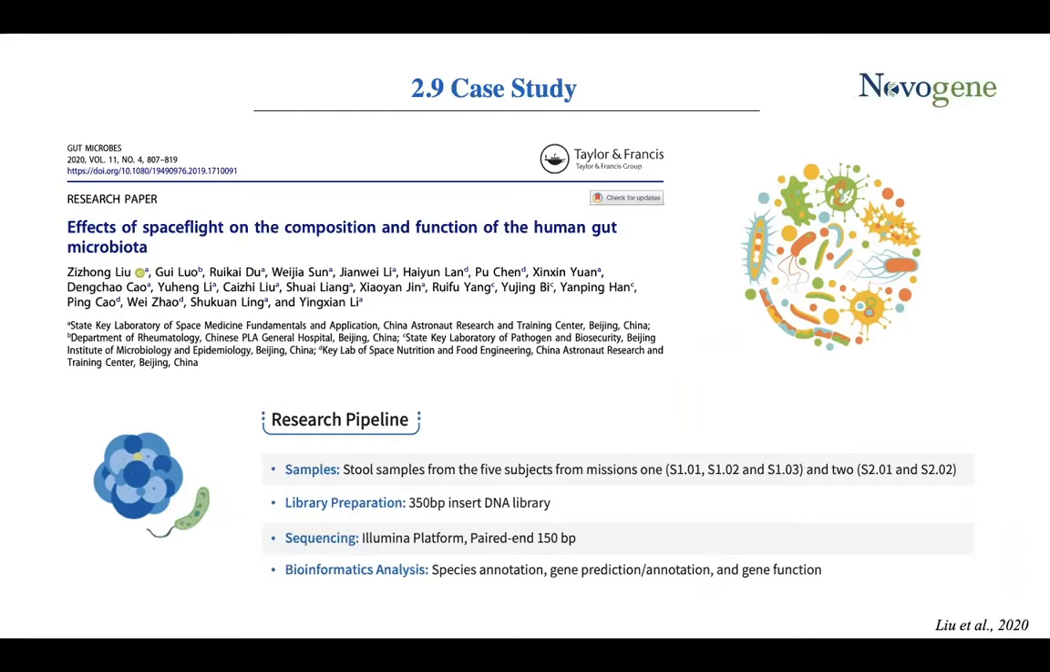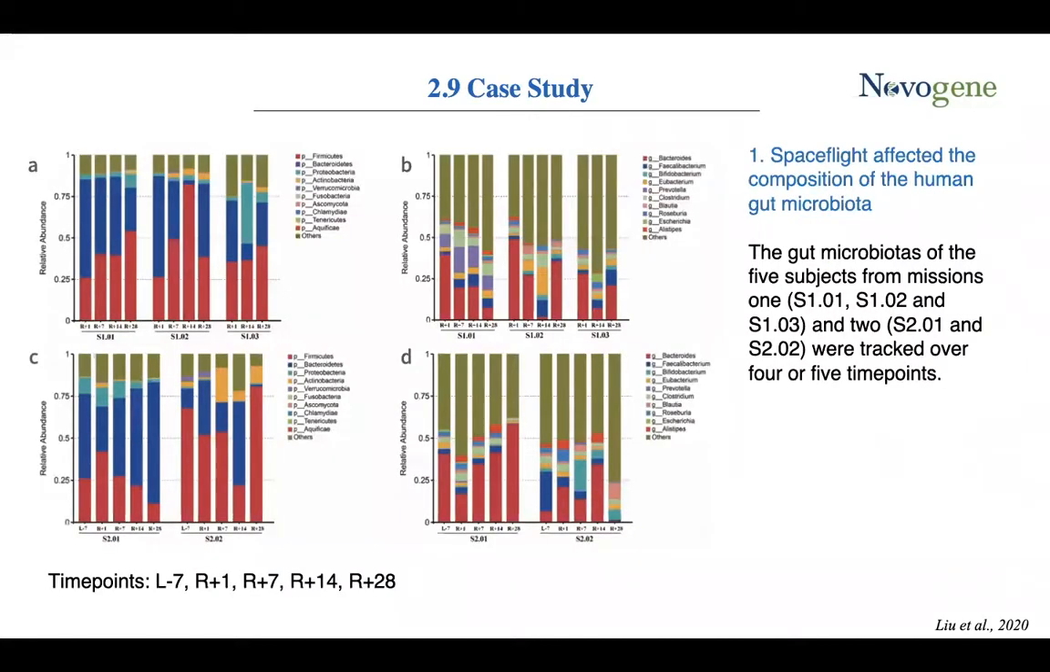insert DNA library. Then the library was sequenced on an Illumina NovaSeq sequencer using the paired-end 150 bp strategy. By doing this, the following analysis gave some interesting findings that I would like to share with you.